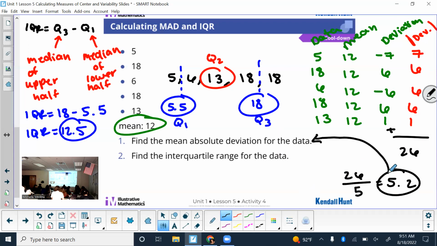Good. Anyone else? All right. Well, that's how you find MAD and IQR. That tells you how spread out your data is.